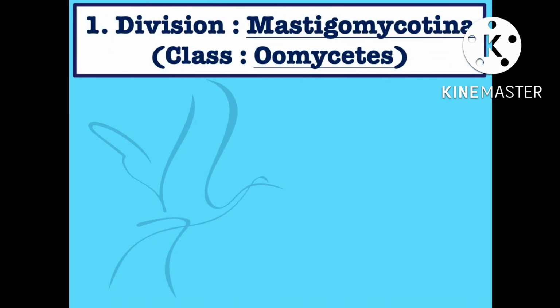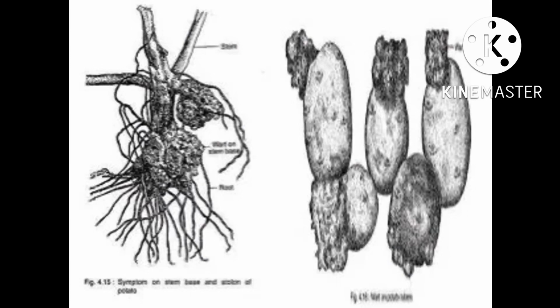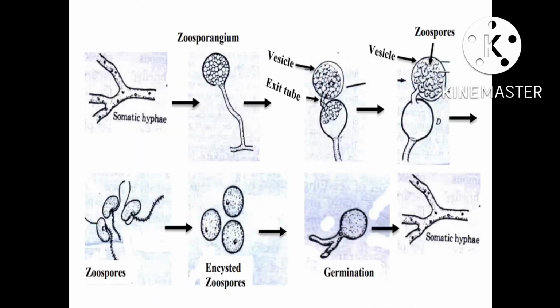So the first division, which is known as Mastigomycotina, comes under class Oomycetes. The main characteristic features of Mastigomycotina are, first, the thallus is mycelium in this case. The hyphae are coenocytic. You know what is coenocytic? Coenocytic hyphae means aseptate and multinucleate condition. Septa appear in old hyphae or during the formation of sex organs. Asexual reproduction occurs by the formation of spores produced inside the sac-like sporangia.